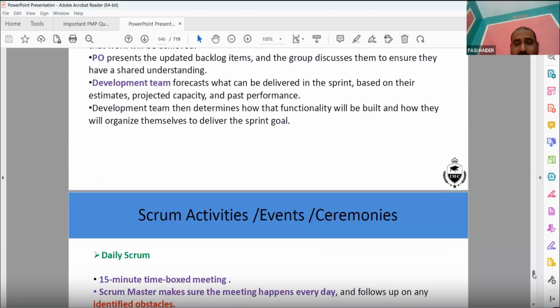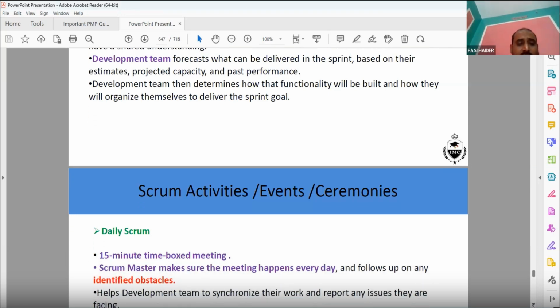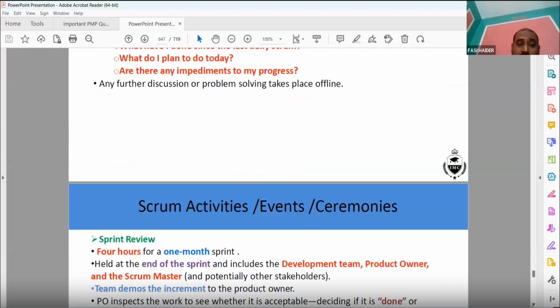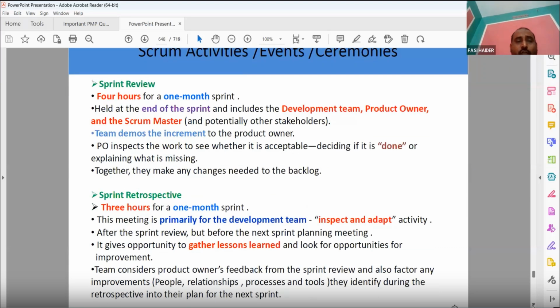You have a daily scrum, which is a 15-minute time-boxed meeting. Every day you meet for 15 minutes. Then there is the sprint review: four hours for a one-month sprint. These questions come up: what is a sprint review? It's a small meeting you do. Four hours are needed for a one-month project, so for a 15-day project, that is two hours.